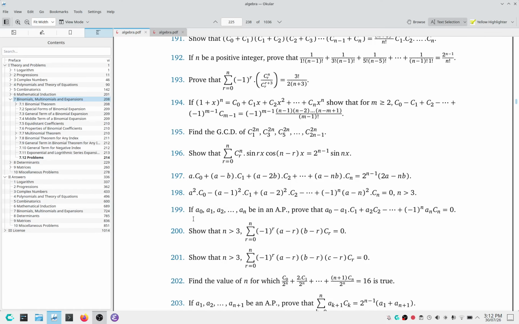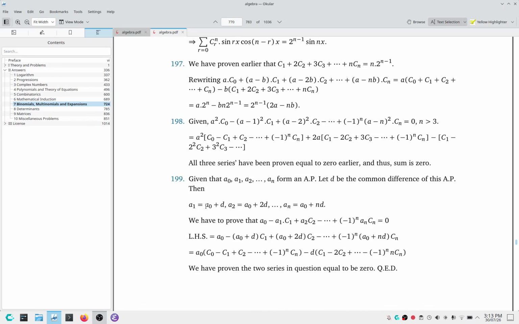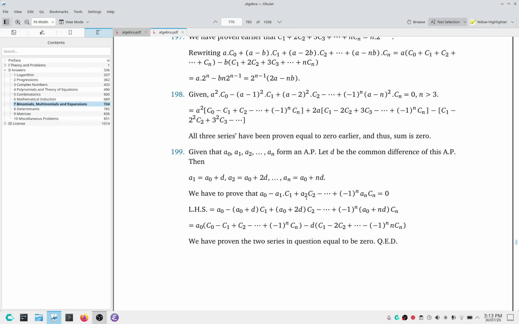Question 199 says that if A0, A1, A2 up to An are in an AP, prove that A0 C0 minus A1 C1 plus A2 C2 up to minus 1 to the power n An Cn is equal to 0. So we write that A1 is equal to A0 plus D, where D is the common difference. A2 is equal to A0 plus 2D, and An is equal to A0 plus nD. Now we have this given expression.